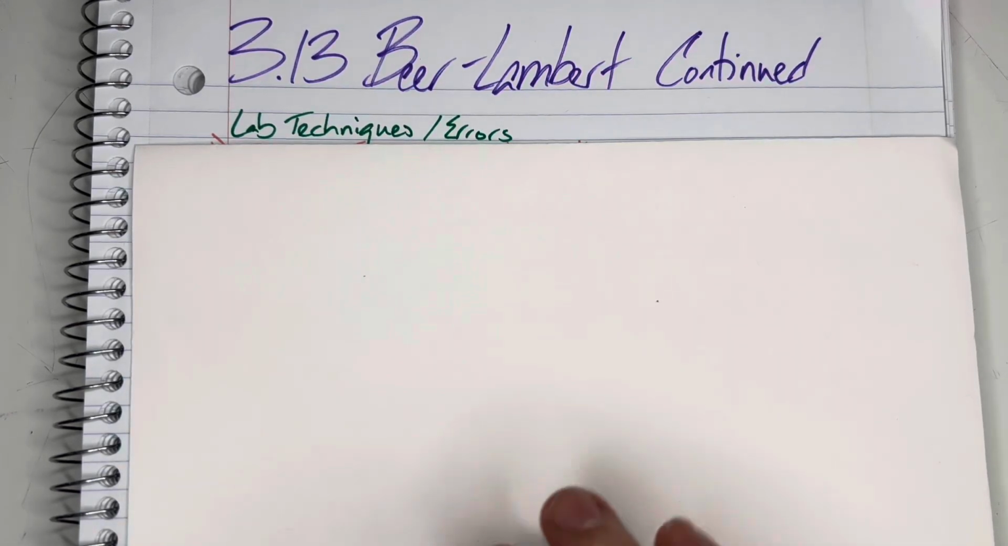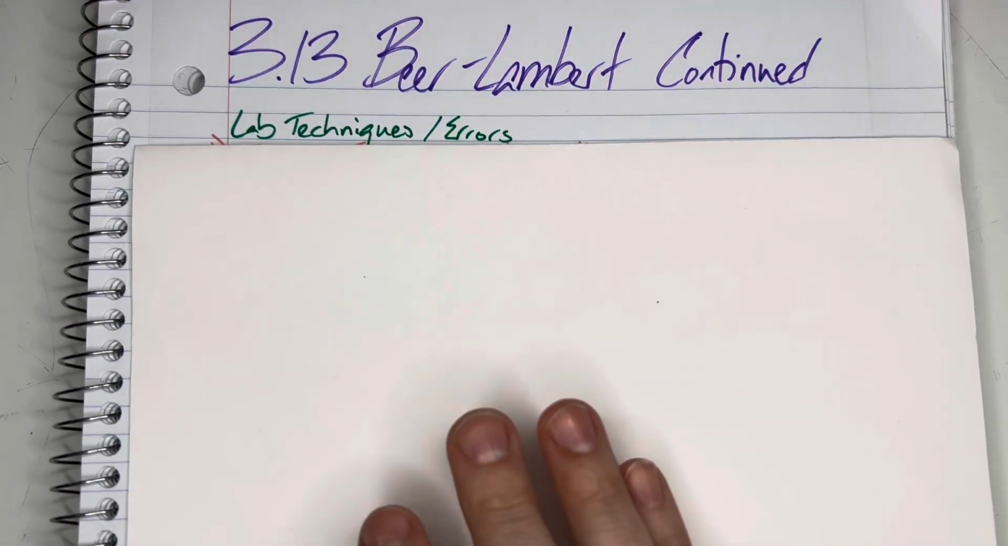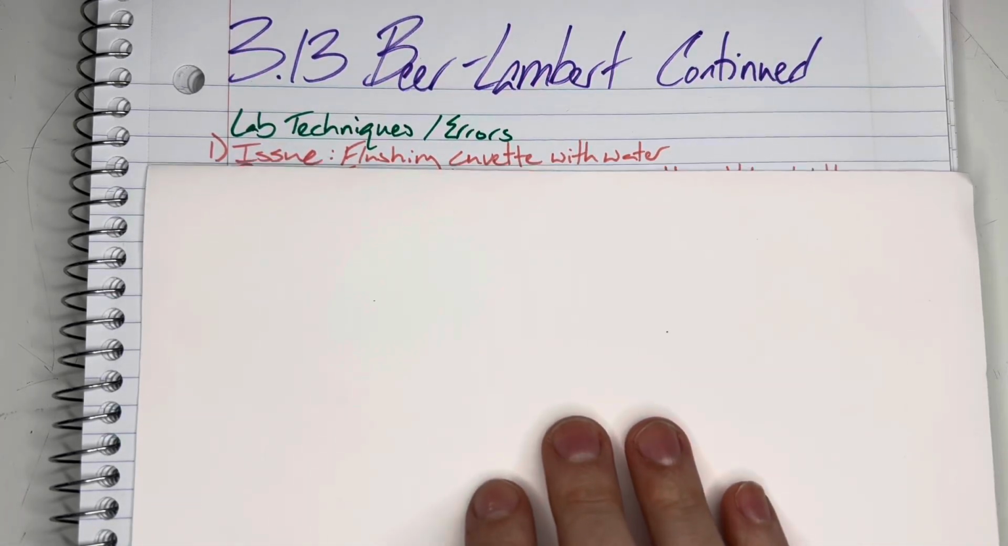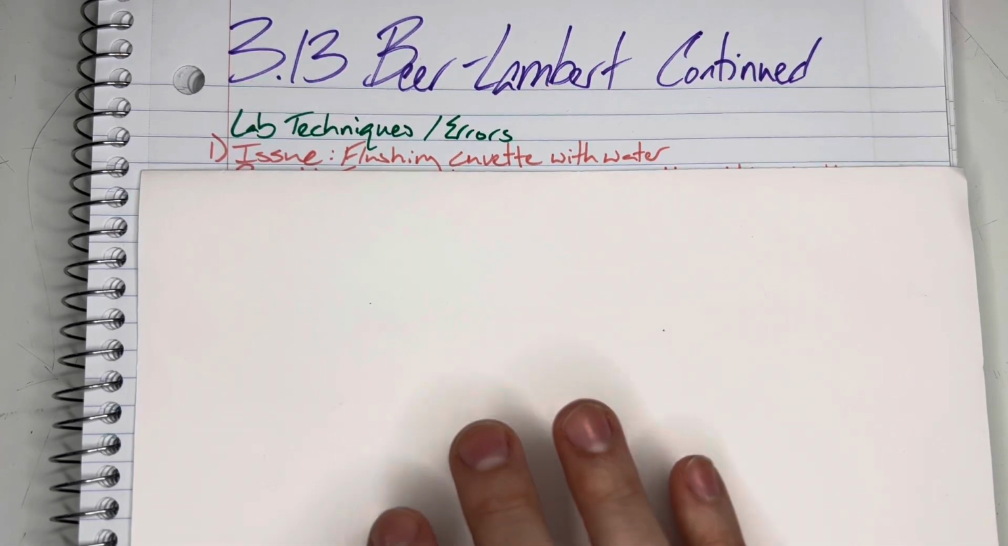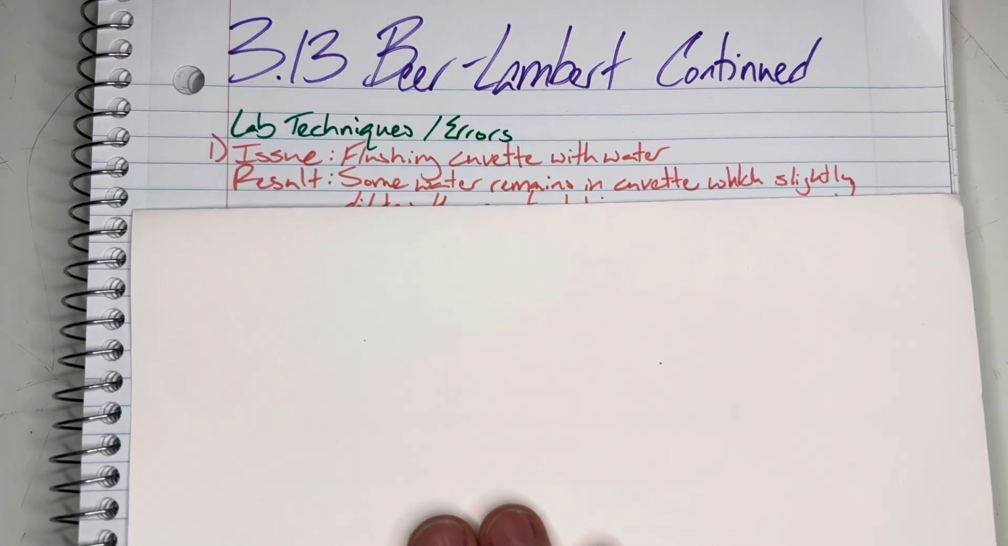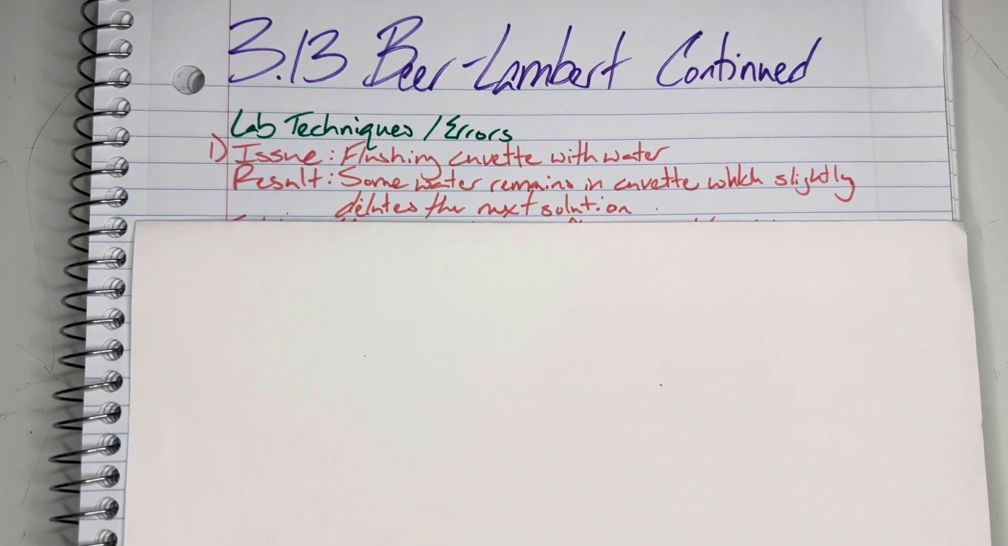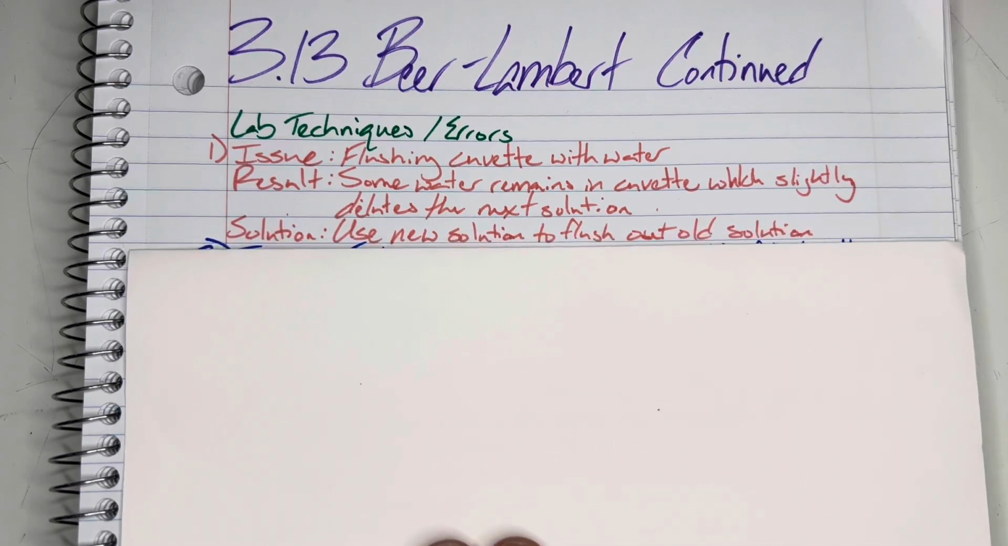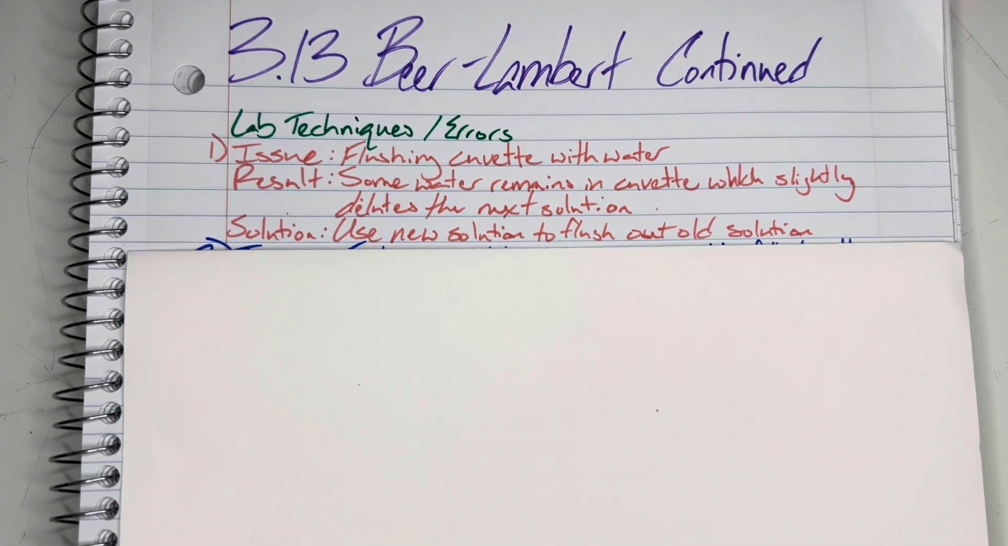Some common errors that you could have while you are working with Beer-Lambert include flushing the cuvette with water. If you were to flush the cuvette with water in between samples, some of the water will remain in the cuvette, which will slightly lower the overall concentration of your sample that you're testing, as it will dilute your next solution. So instead of rinsing with water, what you should do is use your new concentration, your new solution, to rinse out any leftover of the previous solution.